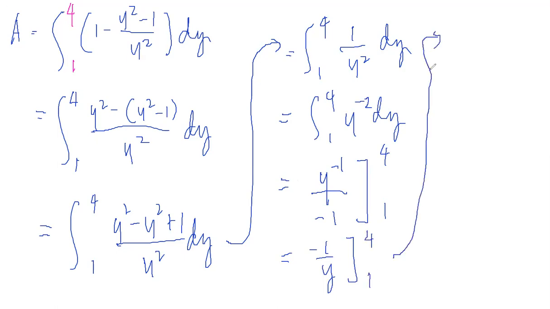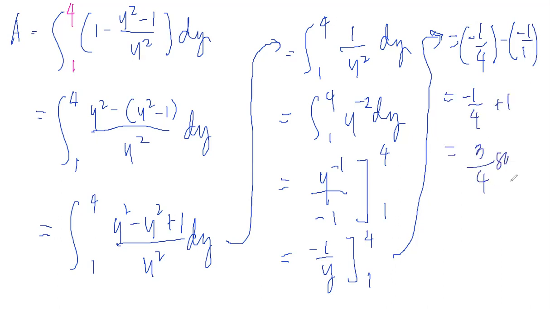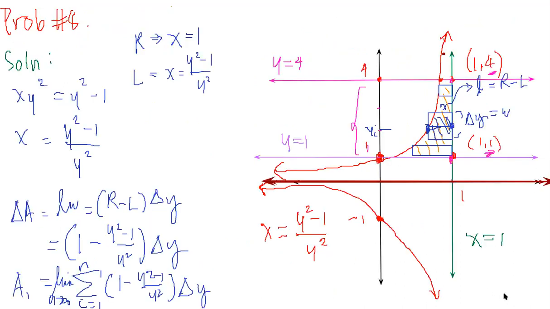Let's solve that here since we have only a simple equation. This is negative 1/4 minus negative 1 over 1. So we have negative 1/4 plus 1, which is equal to 3/4 square units. Therefore, the area of the region bounded by the curves is 3/4 square units. I hope we get the same answer.